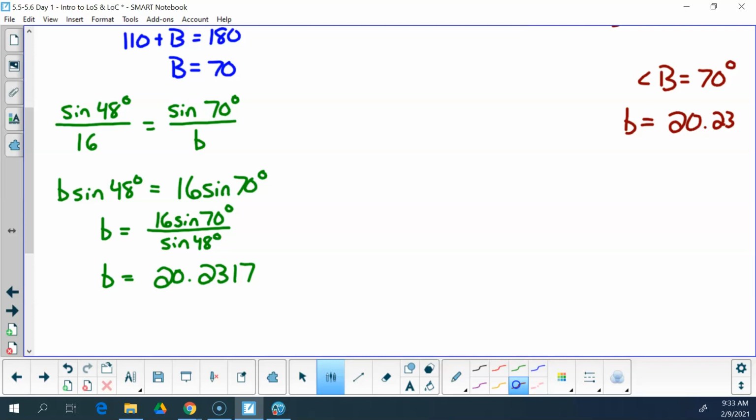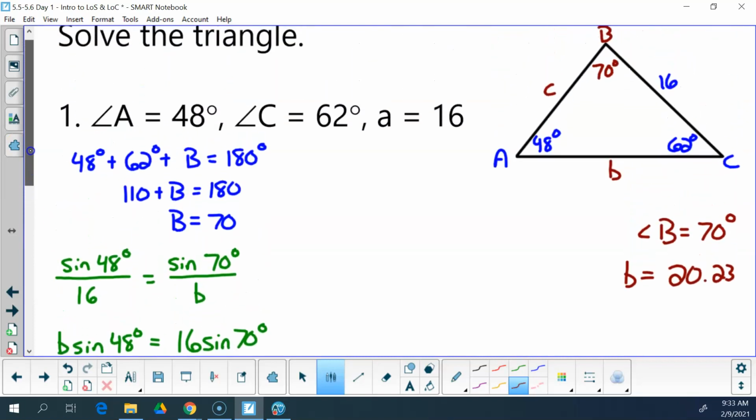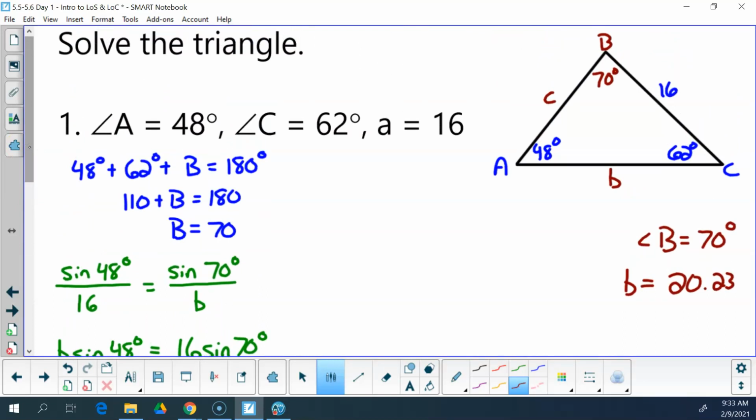All good so far at homers? Okay. All right. Then, so we found side B. Now we've got to find side C. So again, we would have the sine of 48 degrees divided by 16. I would use that one as opposed to using side B and angle B, because you rounded probably when you wrote down side B, and the other two give you exact values.